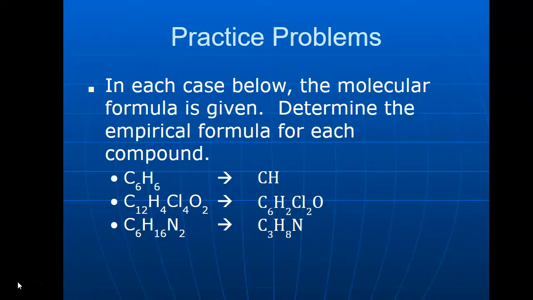We can see here on this slide that we have on the left 3 different molecular formulas: C6H6, C12H4Cl4O2, and C6H16N2. On the right I've shown you what their empirical formulas would look like when we reduce them. In our first one, both of our subscripts can be divided by 6, so we end up with CH. Here, 12, 4, 4, and 2 can all be divided by 2, so I simplified them by dividing by 2. Once one of your elements is down to 1, they can no longer be simplified. Here, 6, 16, and 2 can all again be divided by 2, so we end up with C3H8N.